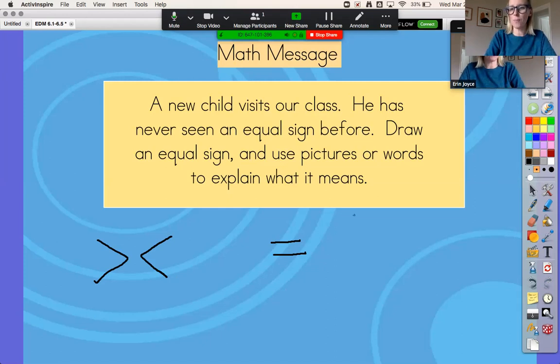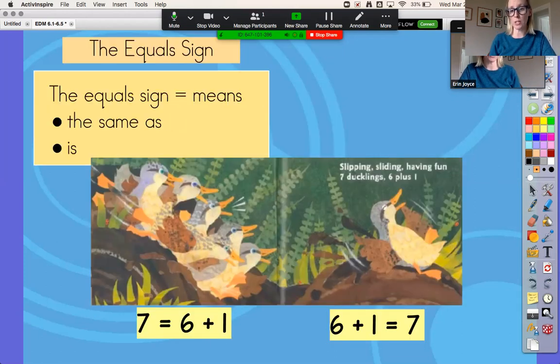Let's look at it together. Here's how I would describe it to you. The equal sign means, I put it in those bullet points over here. So this is called a bullet point. This is a bullet point right here and right here. So the first bullet point says the equal sign means the same as, or sometimes we also say the word is in place of the equal sign.